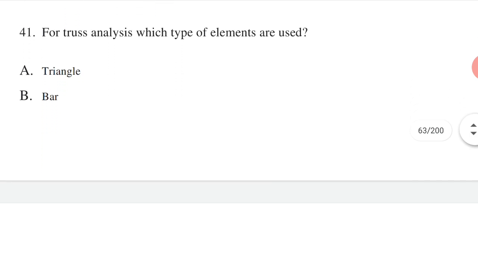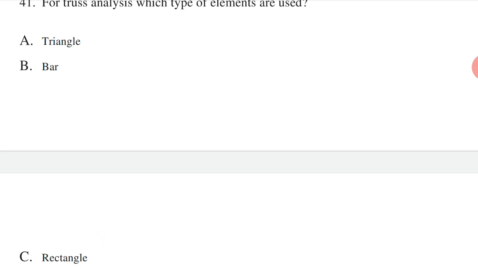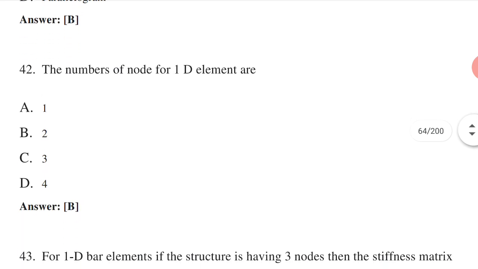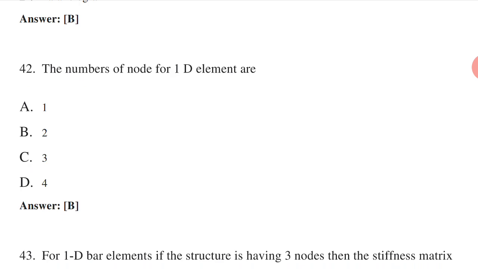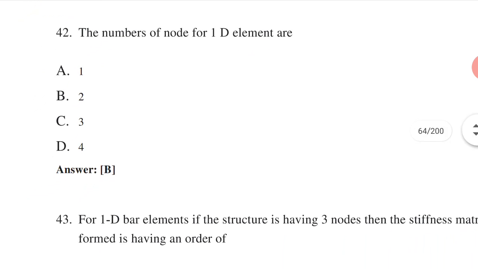Here the question is, for truss analysis which type of element is used. For the truss, obviously we know that the bar element is used, because only the bar element we use for this truss analysis. So, answer is B. Then next is, the number of nodes for a one dimensional element are. Already we have seen that there are 2 nodes, and 2 degrees of freedom are also present for this one dimensional beam element.